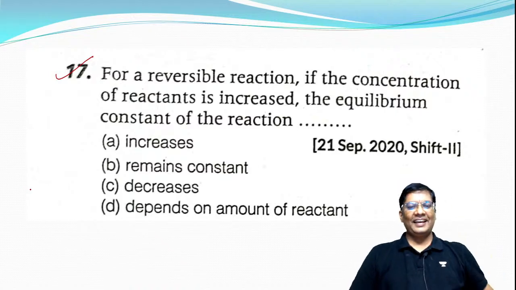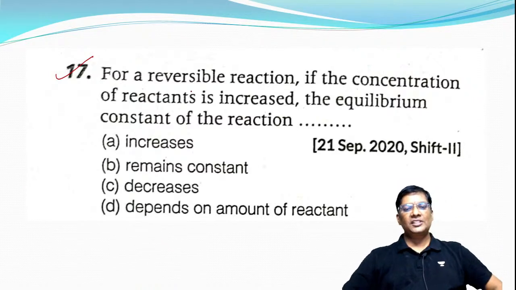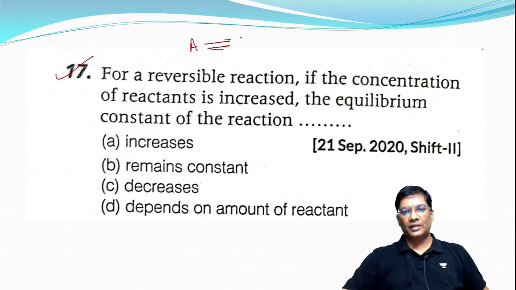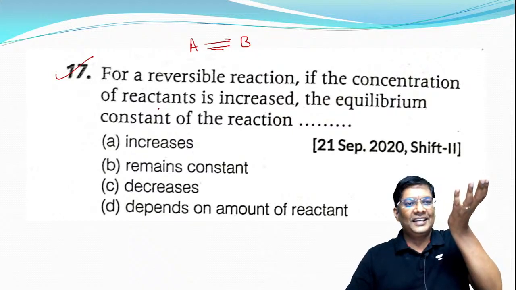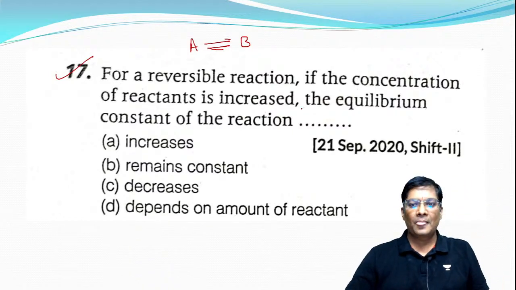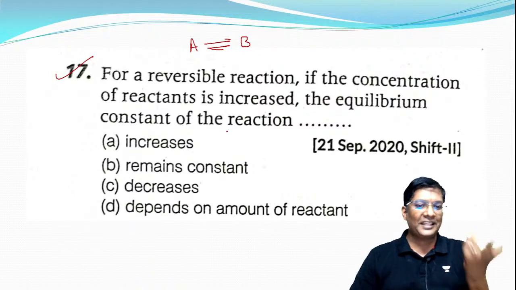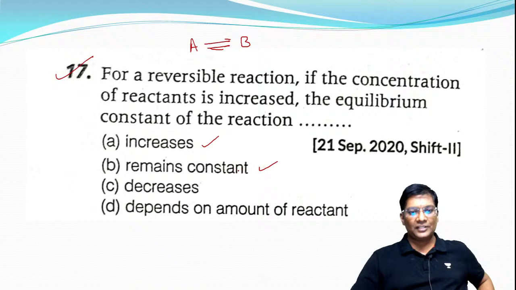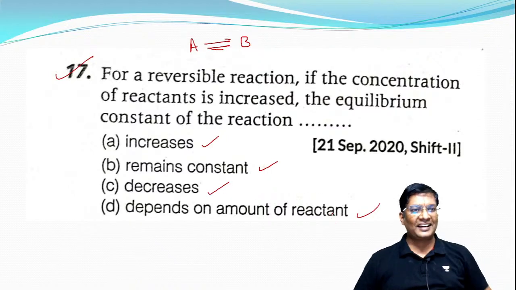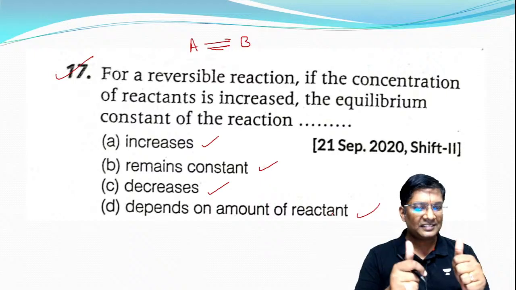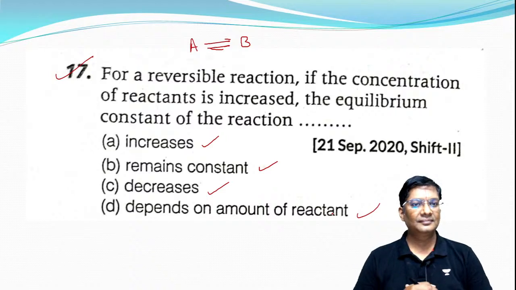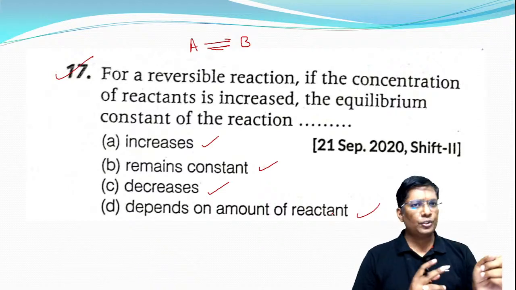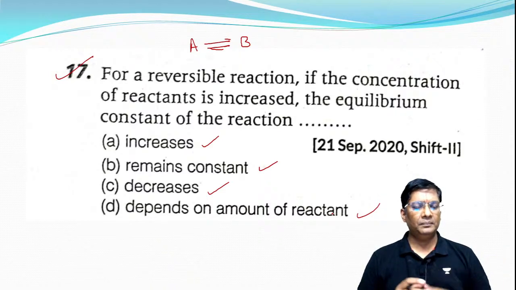This is a direct question, like the previous one. For a reversible reaction, like A reversible gives rise to B, if the concentration of reactants is increased, then the equilibrium constant of the reaction will it increase, remain constant, decrease, or depend on the amount of reactant? What is the correct one? You can easily opt for it. Please do it fast, quickly. Like the previous question, the same type of question is there.